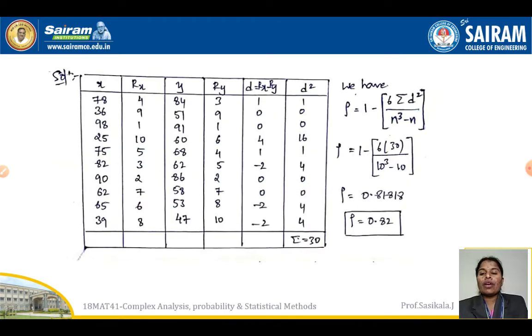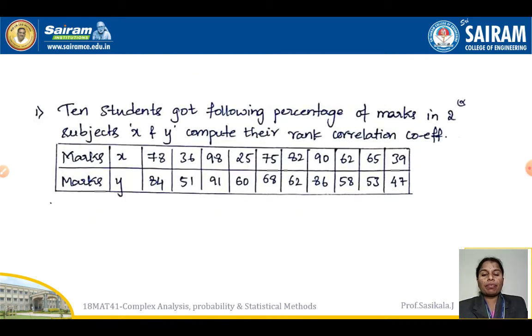So now how can you find the rank correlation? See here, compared to the previous question, the previous question was already given in terms of ranks, but here the marks in the two subjects are given.